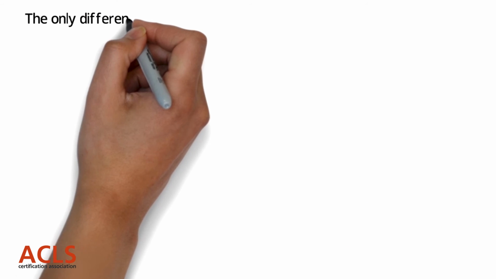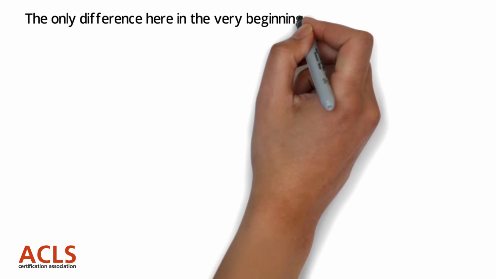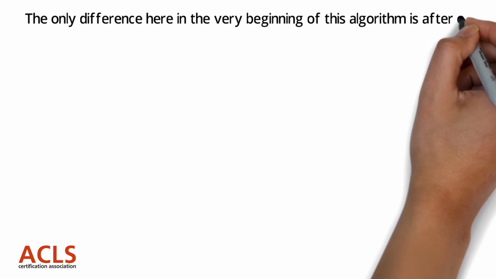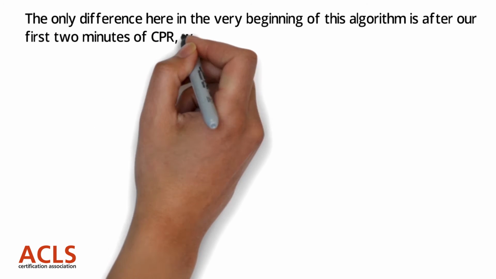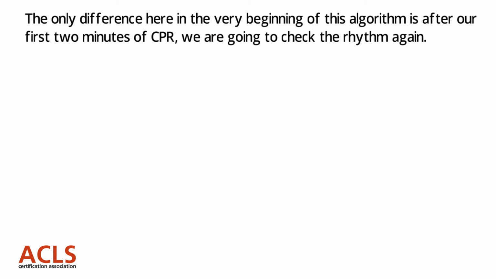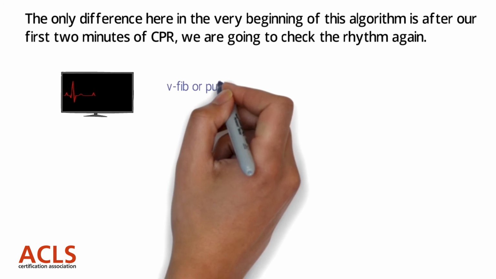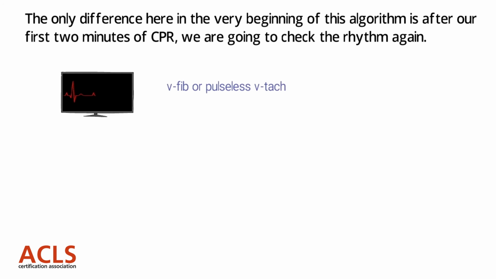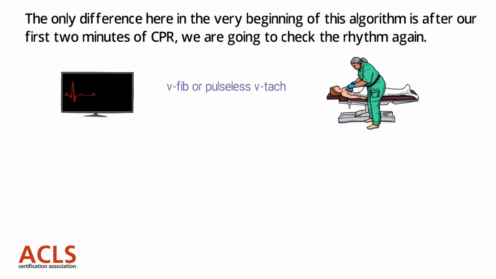Now, the only difference here in the very beginning of this algorithm is after our first 2 minutes of CPR, we are going to check the rhythm. Again, check the rhythm on the monitor and check for a pulse. And if we still have VFib or pulseless VTAC, we are going to shock this patient, defibrillate.